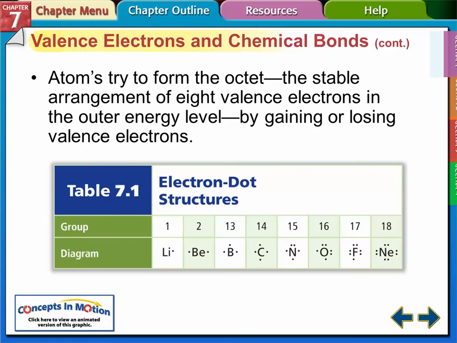Okay, so atoms try to form an octet. That's the stable arrangement of 8 valence electrons in the outer energy level. They do that by gaining or losing valence electrons, and later we'll learn that they also do that by sharing. Okay, so this is the electron dot structure for the period 2 elements, starting at lithium and going over to neon. Remember, it's just the valence electrons. We put the symbol and however many valence electrons they have around it. Remember, we start out with 1, 2, 3, 4 single electrons, and then we start to pair them up till we get to 8.